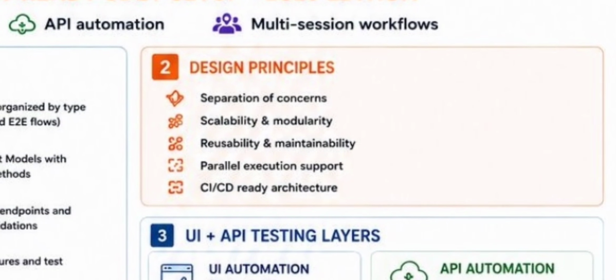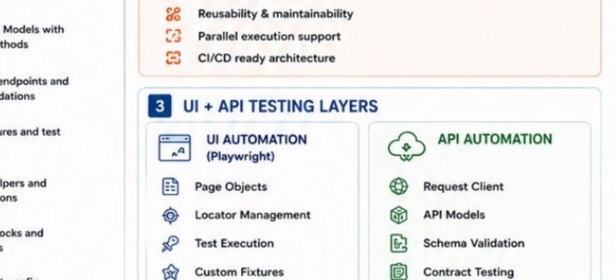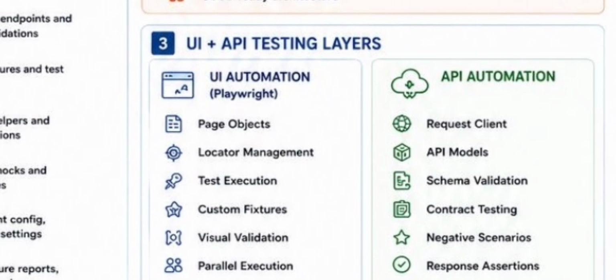These are the design principles that we need to follow in the modern Playwright framework. We need to have separation of concerns, like we need to separate the test data. We should not hard code, and we should maintain scalability and modularity. We have to maintain reusability and maintainability across the code, and we have to enable parallel execution support. We have to make our framework CI/CD ready, so that we can execute through CI tools like Jenkins or ADO.